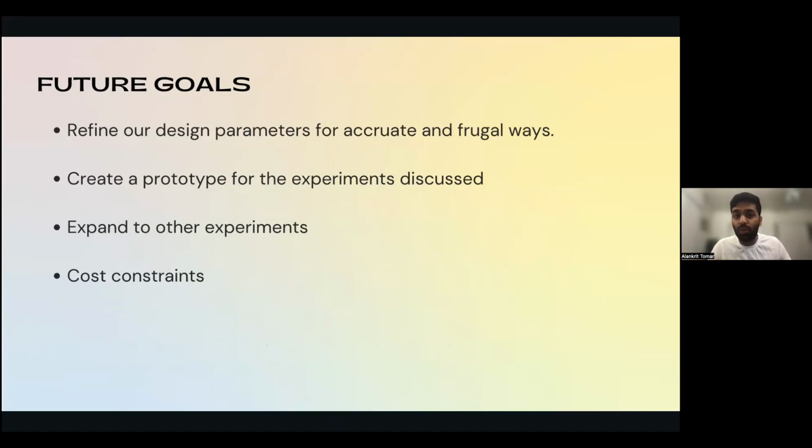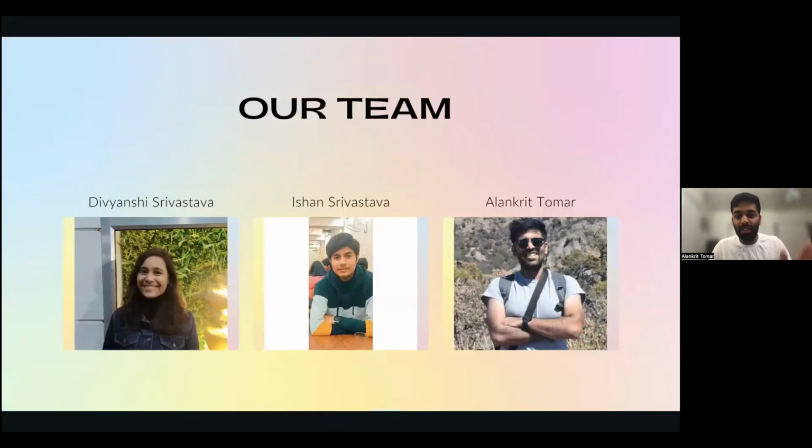Some of the future goals would be refining our design parameters for an accurate and frugal way, creating a prototype for the other experiments, expanding to other experiments, and obviously dealing with the cost constraints. Sorry, we went a little over time, but this is our team. Thank you so much, guys.